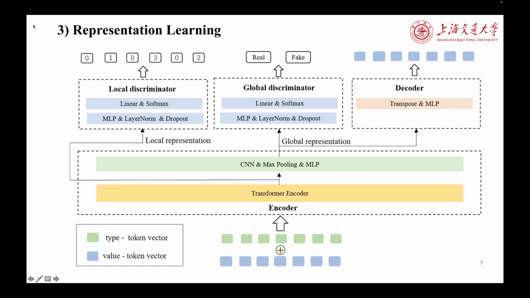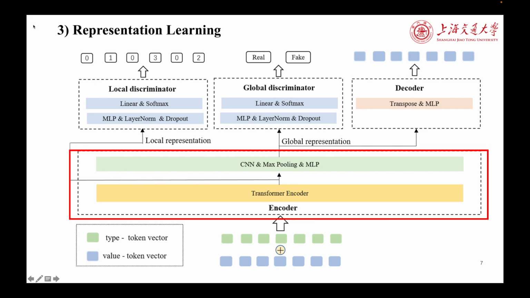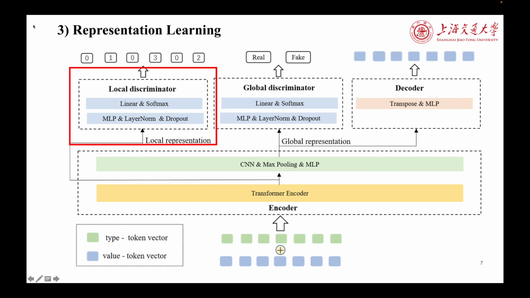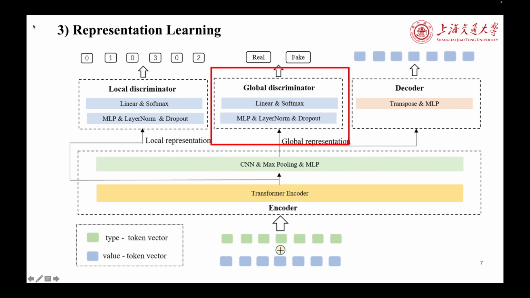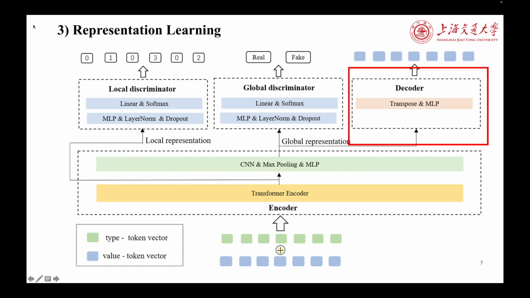The model mainly consists of four components, namely encoder, local discriminator, global discriminator, and decoder. First, the encoder takes as input the structural sequences of a smart contract and generates the local representation using a transformer encoder. The local representation is then aggregated into a global representation using a convolutional neural network. Second, local and global discriminators are applied to the local and global representation respectively, so as to learn the local and global features of a smart contract. Third, the decoder takes as input the global representation and then reconstructs the original value sequence. The trained encoder can be used to generate code vectors for smart contracts.